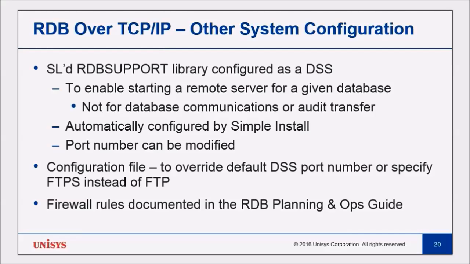A configuration file is used to override the default DSS port number or to specify FTPS instead of unsecured FTP. If the file is not present, the default values are assumed. If TCP/IP end system security firewall is running, rules must be set at both hosts to allow the necessary TCP/IP connections for the DSS port and for the ports used for database communications and audit transfer. These rules are documented in the RDB Planning and Operations Guide.